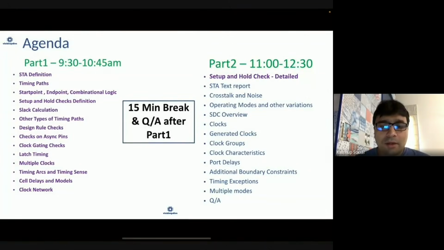Now let's go to the second half of our webinar, where we'll go into a little bit more advanced concepts of STA, and we'll also understand the basics of timing constraints and various commands related to SDC, or timing constraints.